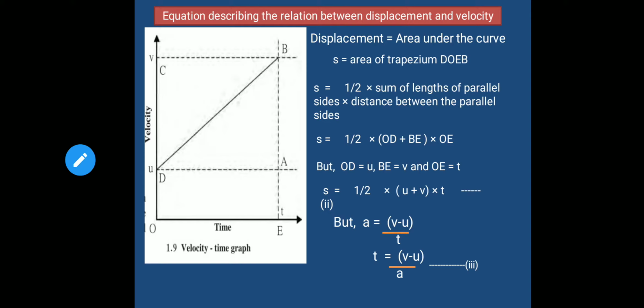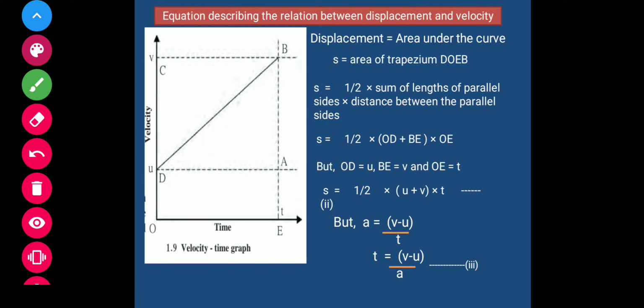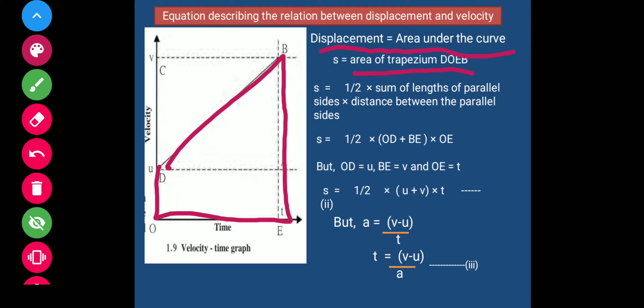So displacement is the area under the curve, and this is a trapezium, so we use the formula for the area of a trapezium. Displacement is equal to the area of a trapezium. What is the area of a trapezium? Half into the sum of the lengths of the parallel sides multiplied by the distance between the parallel sides.